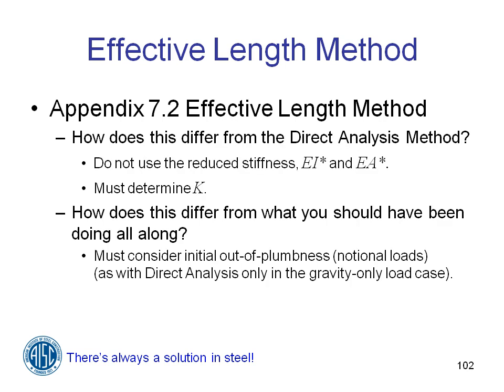How does this differ from the direct analysis method? Well, you don't use the reduced stiffnesses, and you must determine K. That's the only difference. You still have to do second order analysis, either by a rigorous method or by the B1, B2 method, but you still have to do it. So how does this differ from what you should have been doing all along? The only difference is that you need to consider initial out of plumbness. And as with the direct analysis method, it's only in the gravity-only load combinations.